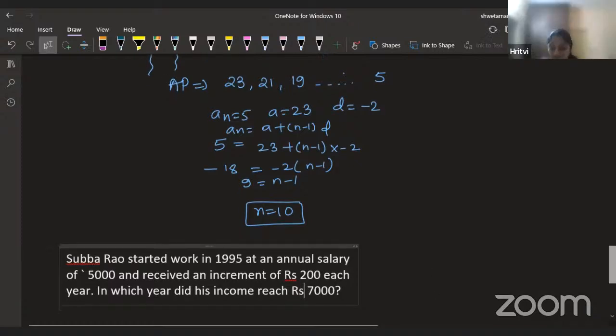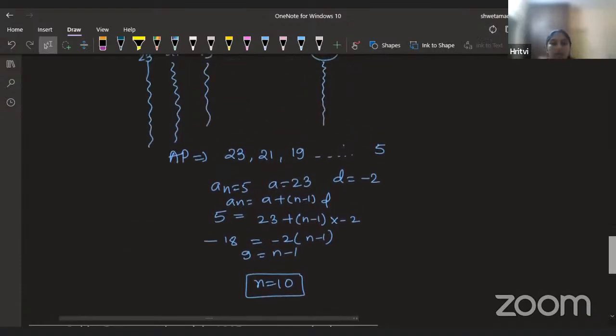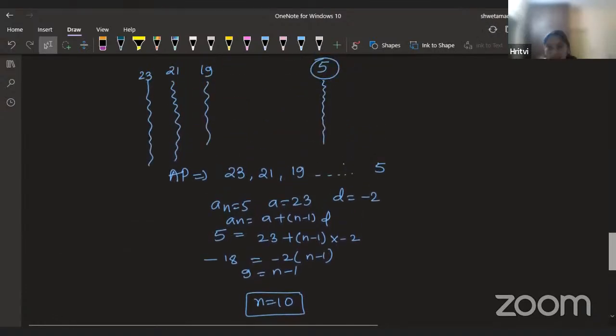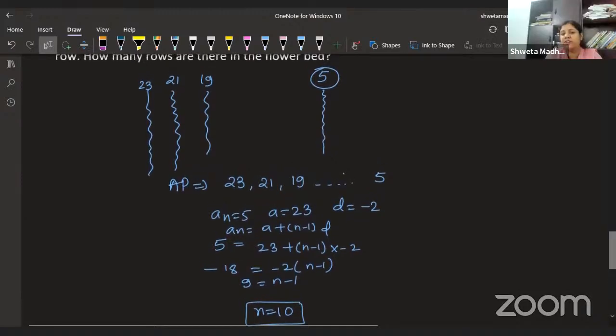Ma'am, in the previous question, if they ask how many plants are there in the 17th row or 8th row, should we use the formula A plus? No, obviously not, because there are only 10 rows. Okay.